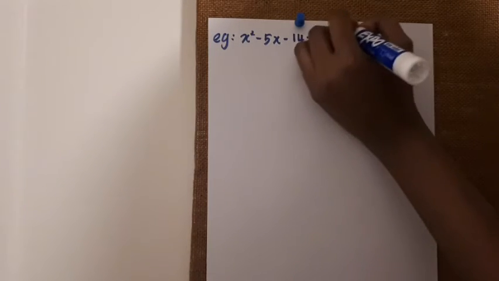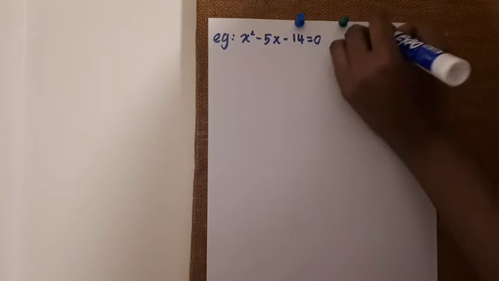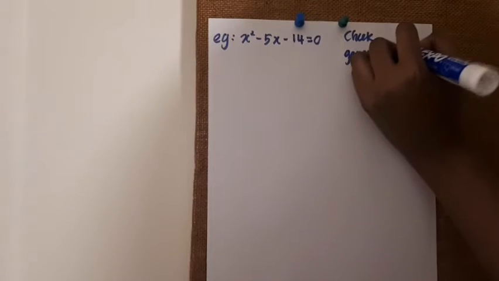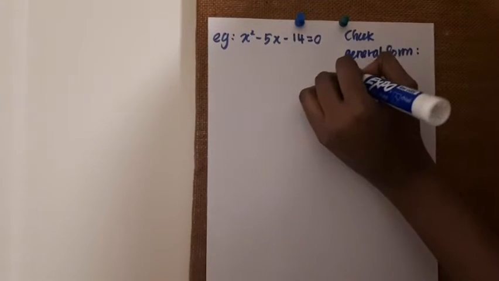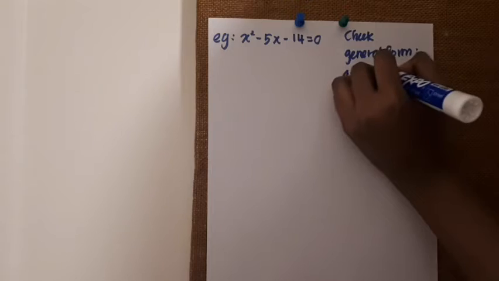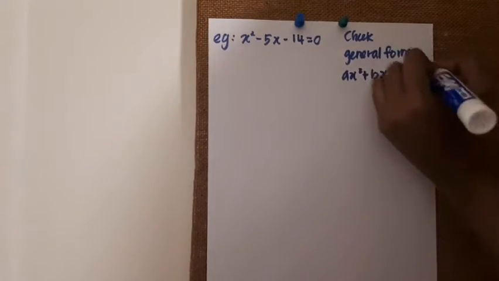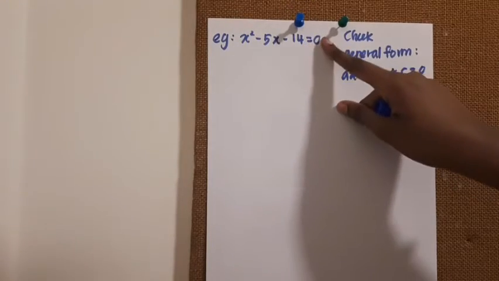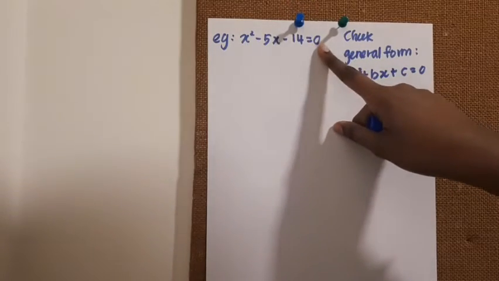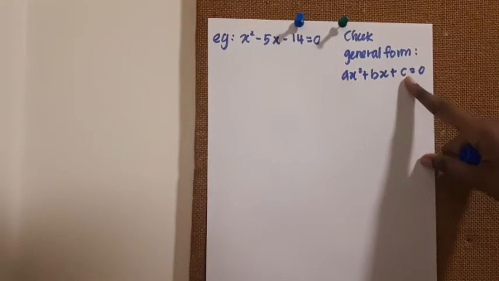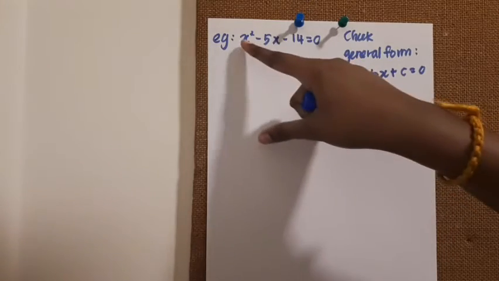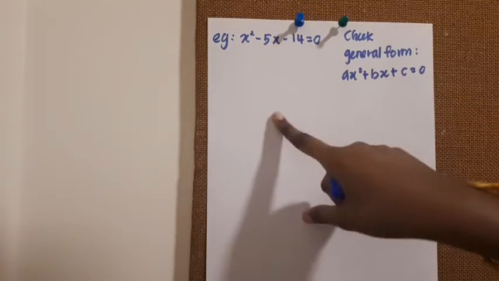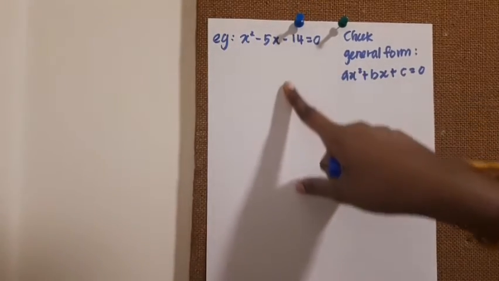First of all, check if this is in a general form, and we know that the general form is ax squared plus bx plus c equals 0. If you have a look at it, we can see the equals to 0. And yes, it is in general form, where the x squared term, the x term, and the constant c are arranged in order.